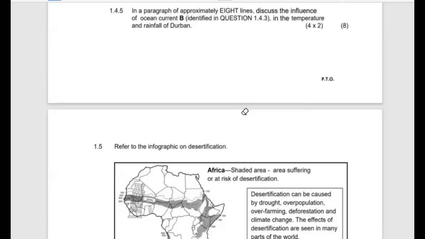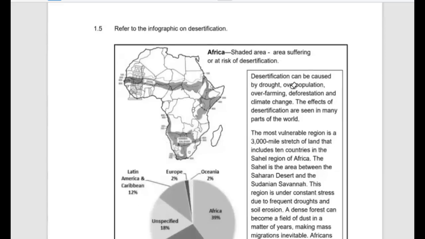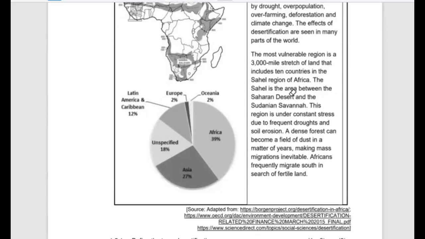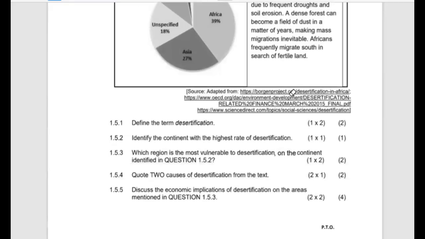The next question is based on an infographic on desertification. Right, we cannot read through the text, but we'll just highlight and try to figure out how best we can answer the questions. The first question is saying, define the term desertification. Desertification is a term which is derived from a desert.